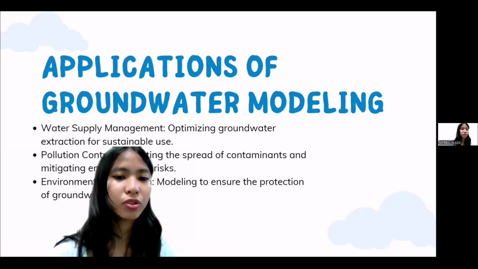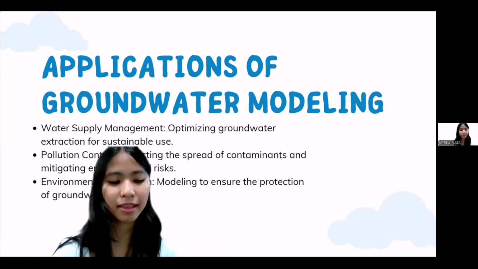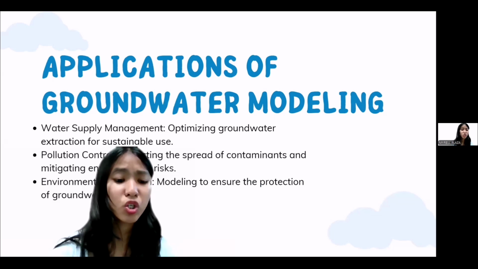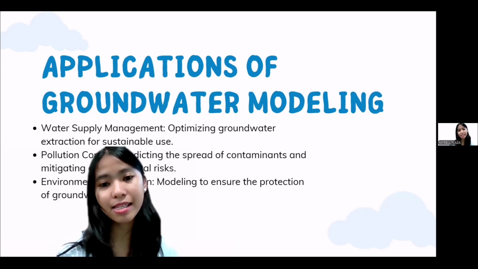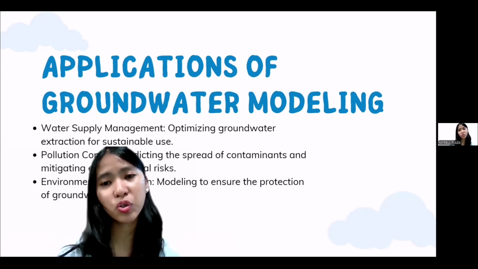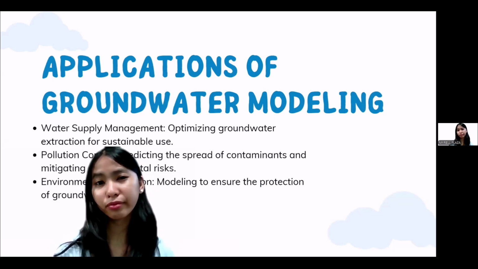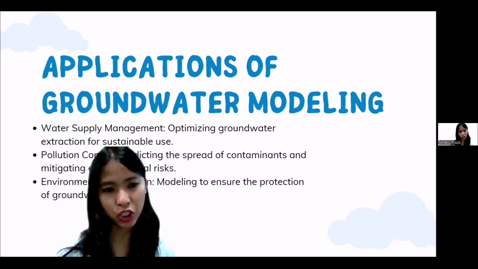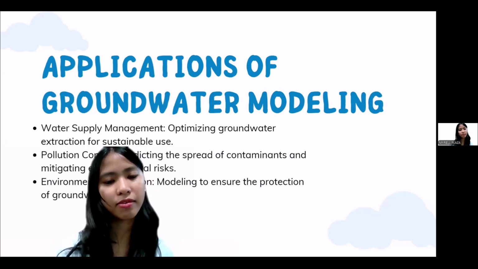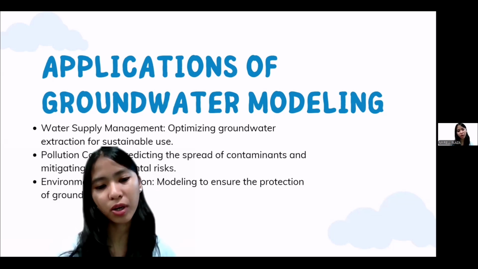Next is pollution control: predicting the spread of contaminants and mitigating environmental risk. It helps us track the movement of contaminants like pesticides, heavy metals, or waste products in groundwater, to reduce or avoid contamination. Next is environmental protection, modeling to ensure the protection of groundwater quality.